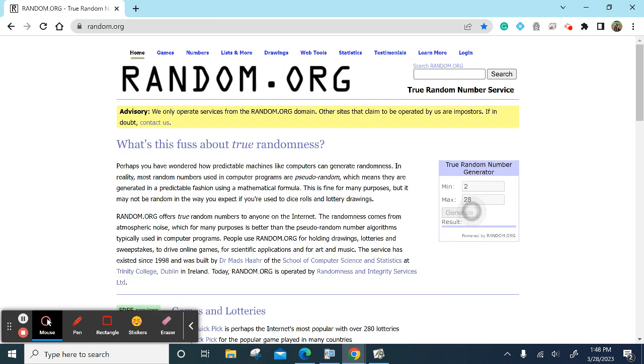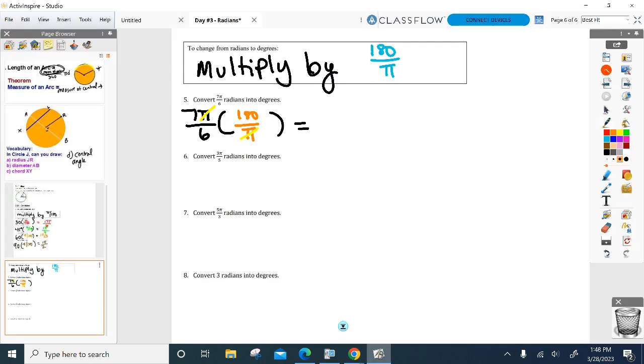How many degrees in 7 pi over 6? 210. Go ahead, 6 and 7, and then we'll do 8 as a group because 8's a unique one.